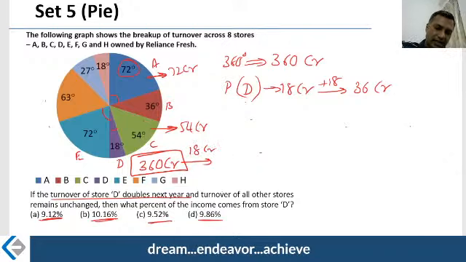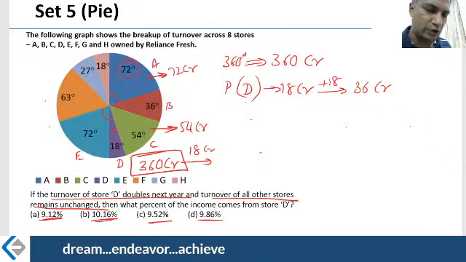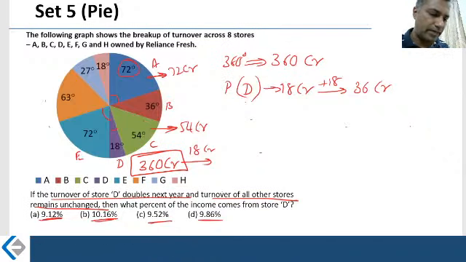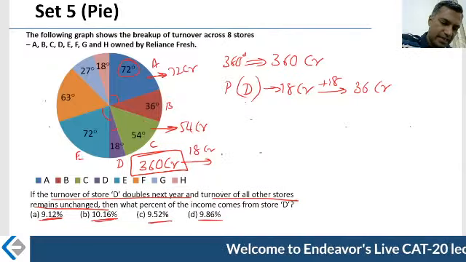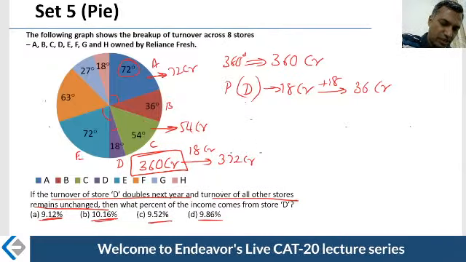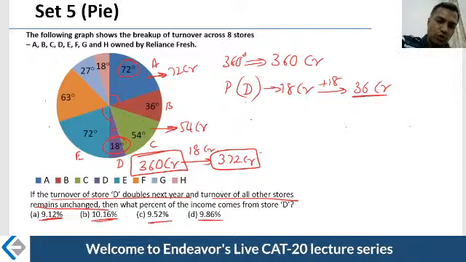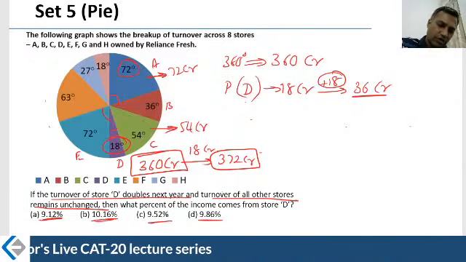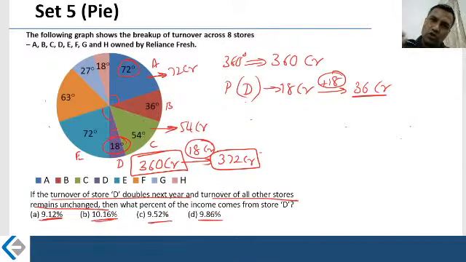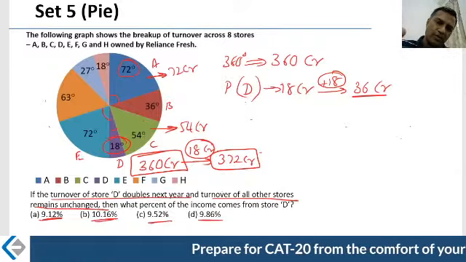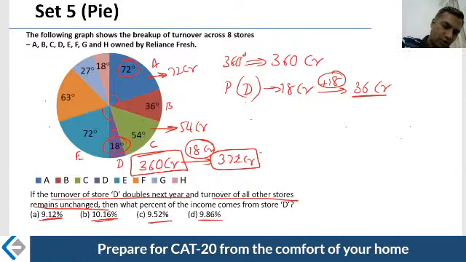Because the author is saying that the turnover of all other stores remains unchanged. I read that while you were reading. Turnover of the others has remained constant. Therefore, 360 plus 18 becomes 378 crores. That's the total, because only one branch, D, has changed. D is 18 crores as of now. That 18 has become 36 crores, which means an increase of 18 crores. So the overall business also grows by 18 crores. Together, how much is it now? It has become 378 crores.